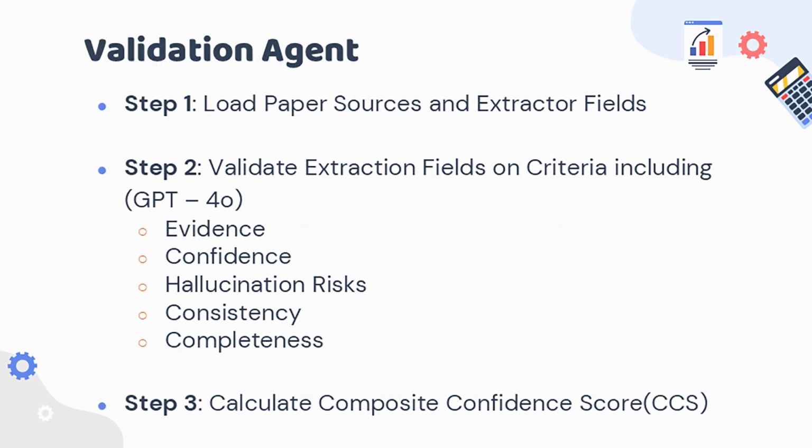This is the validation agent. We first load the paper resources, including images and extracted fields from the extractor's results, and run checks on these 5 factors: evidence, confidence, hallucination risks, consistency, and completeness. Then using these 5 factors, we calculate a composite confidence score for the human to review and make a suggestion.